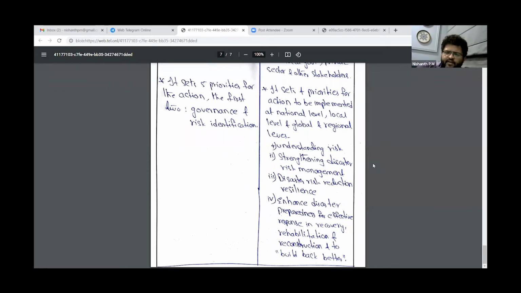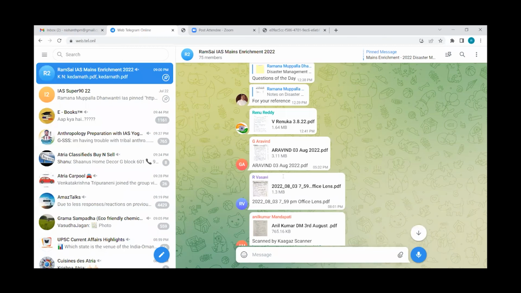Conclusion, you can write the same as I told you, like how the need of the hour is to fight climate change or the impending disasters which are occurring in India, which is prone to many kinds of disaster, and hence we need to be proactive and have proper disaster risk reduction mechanisms and strategies in line with the Sendai framework. Okay. Yes, sir.